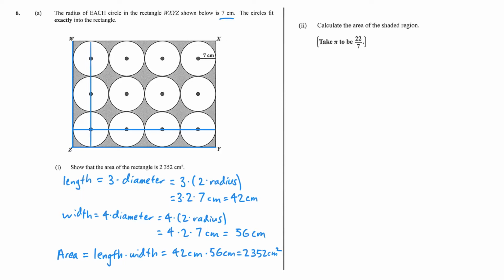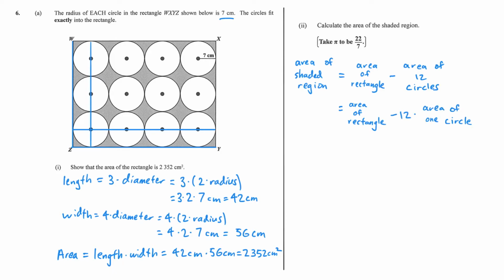From our diagram, we can see that the shaded region is what's within the rectangle but outside of each of those circles. So the area of the shaded region is the area of the rectangle minus the area of the 12 circles within. This can be expressed as the area of the rectangle minus 12 times the area of one circle, since all of the circles here are identical. From our first part, we know that the area of the rectangle is 2,352 centimeters squared. I'm going to take this and subtract 12 times the area of one circle.